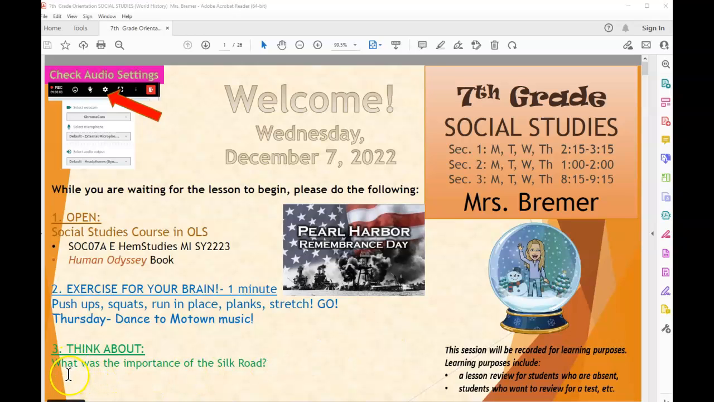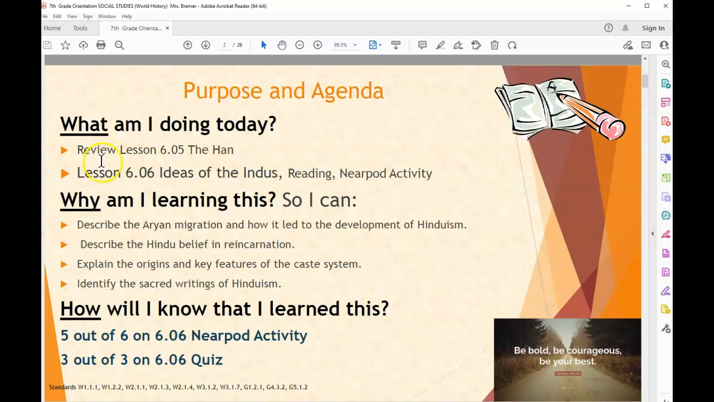All right, think about from yesterday, what was the importance of the Silk Road? So we're going to review yesterday's lesson. Then we're going to go into the ideas of the Indus. So we're going to leave China, go to the Indus River Valley. There's reading and a Nearpod activity.